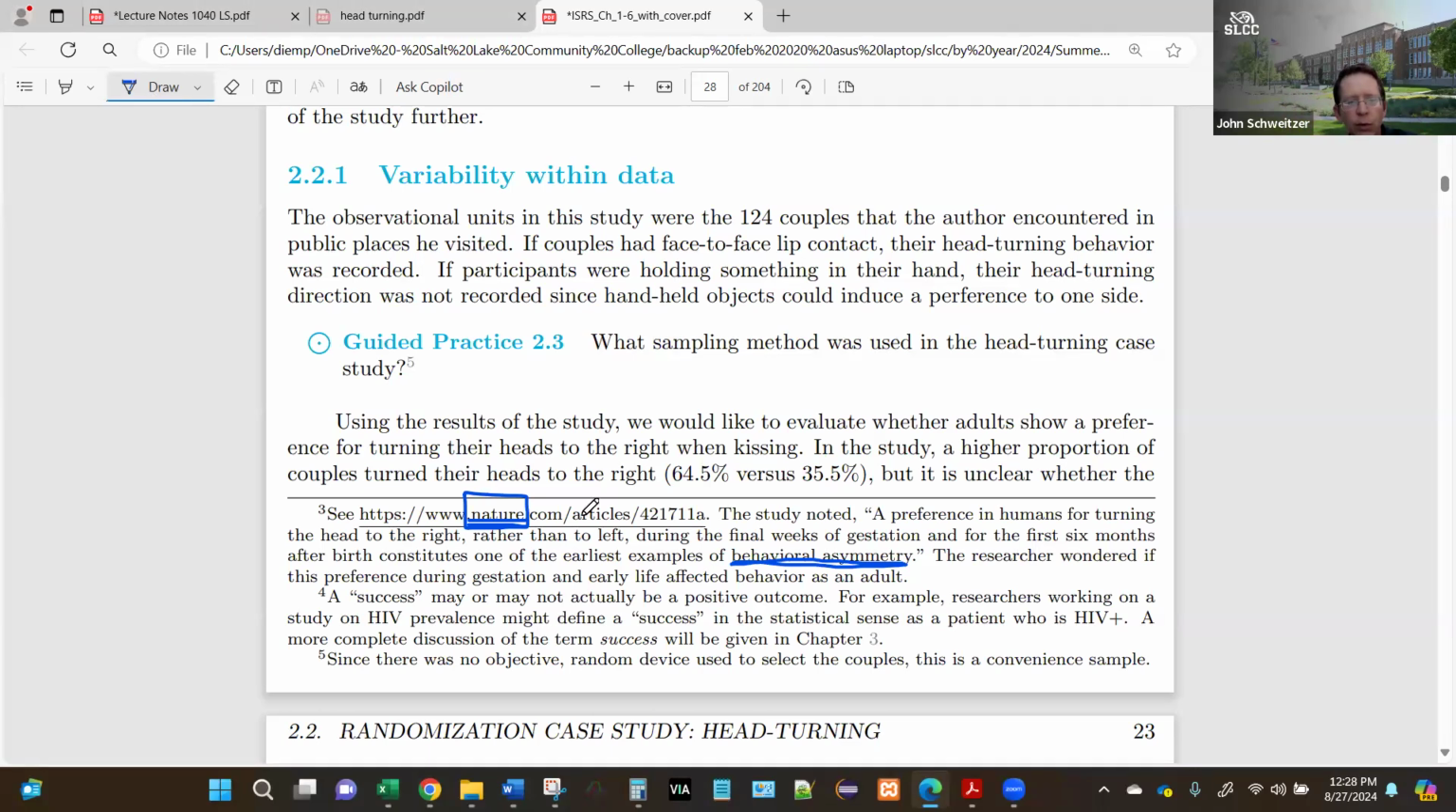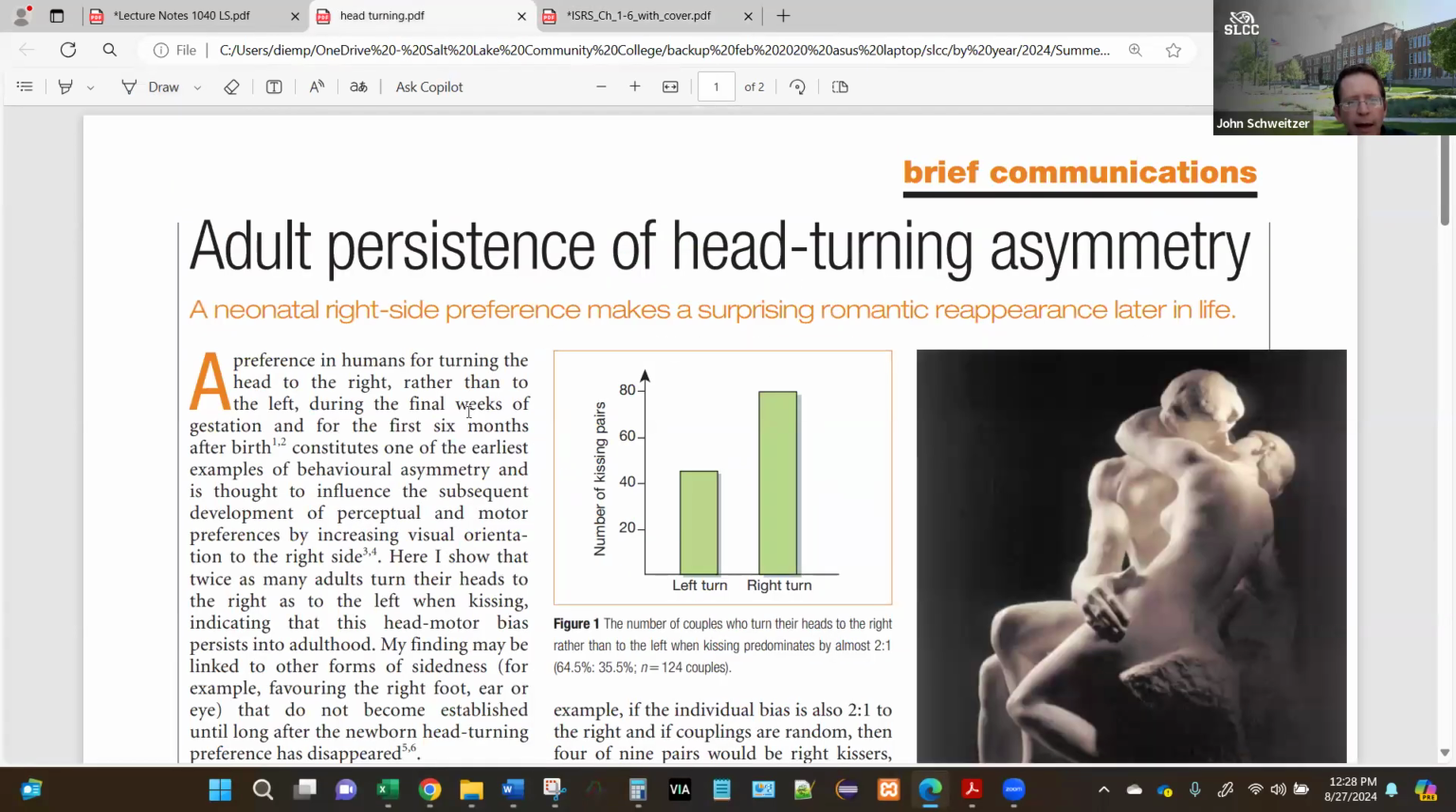If you come to this link here, they have the paper. This is actually a summary of the paper. And what is this? This is a statue over here of two people kissing. So what on earth is this about? Again, this is from the journal Nature, so this is a very serious paper. This is not a silly paper or something. It's called head turning asymmetry.